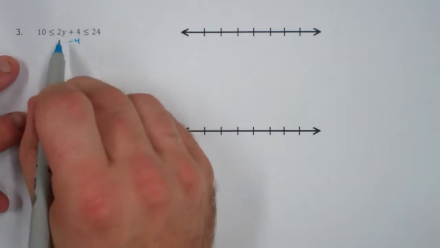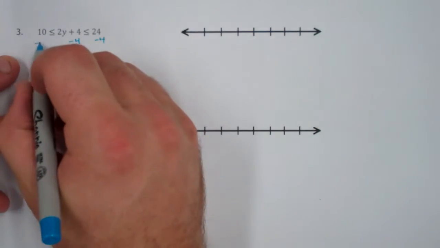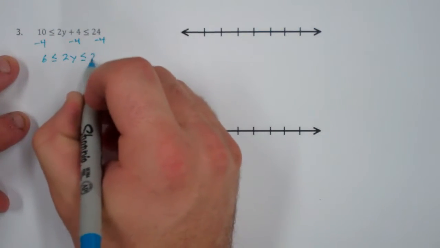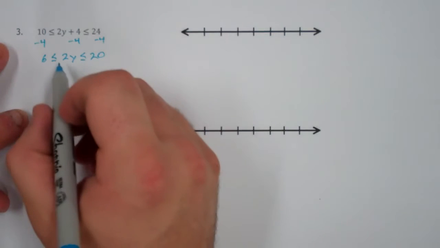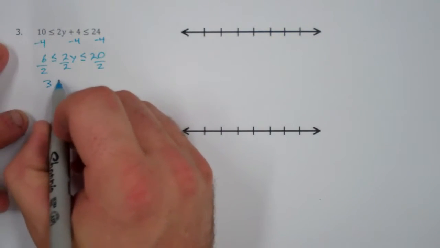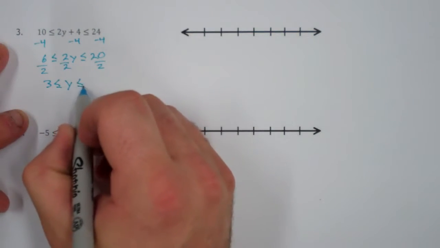For this one, we want to look to the middle. We'll subtract 4 first. 6 is less than or equal to 2y is less than or equal to 20. We need to get the y by itself, so we'll divide by 2. 3 is less than or equal to y is less than or equal to 10.